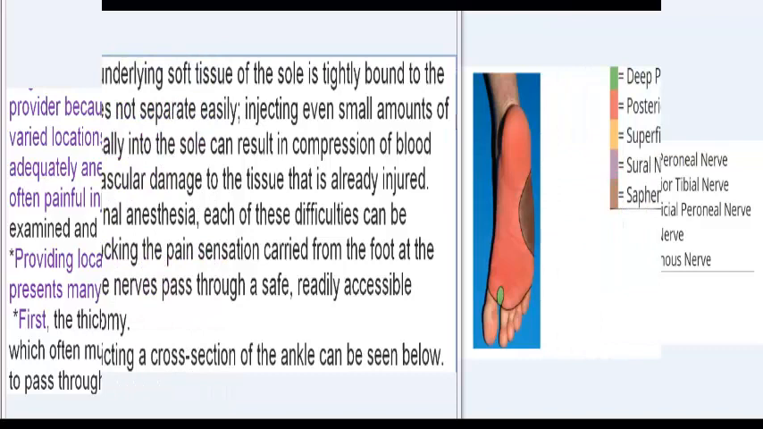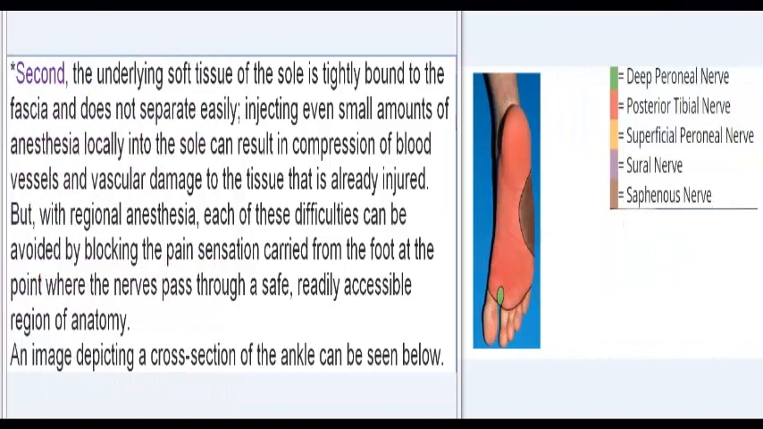Second, the underlying soft tissue of the sole is tightly bound to the fascia and does not separate easily. Injecting even small amounts of anesthesia locally into the sole can result in compression of blood vessels and vascular damage to the tissue that is already injured. But, with regional anesthesia, each of these difficulties can be avoided by blocking the pain sensation carried from the foot at the point where the nerves pass through a safe, readily accessible region of anatomy. An image depicting a cross-section of the ankle can be seen below.